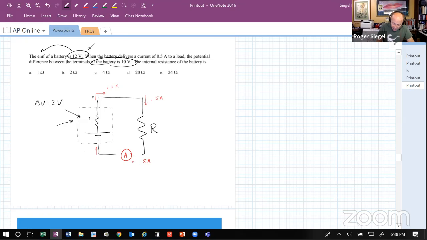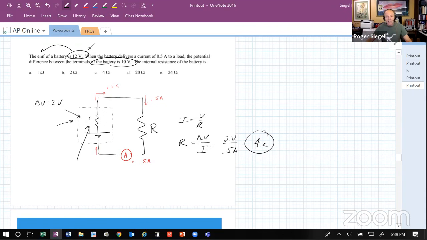And since I know the current is the same everywhere, I know that I is equal to V over R. That means that R is equal to V over I. And so then we're going to have 2 volts, that's our potential difference, divided by 0.5 amperes. And that's going to give me 4 ohms. And so notice that's a tiny resistance that's consistent with what we would think in a situation like that.